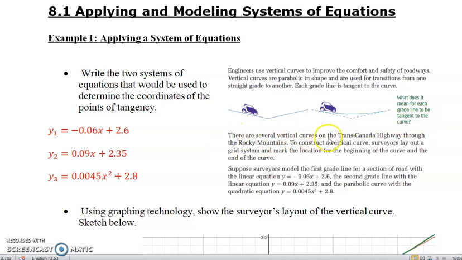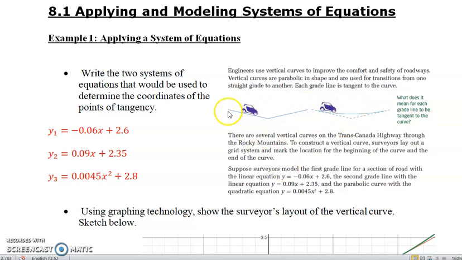There are several vertical curves on the Trans-Canada Highway through the Rocky Mountains. To construct the vertical curve, surveyors lay out a grid system and mark the location for the beginning of a curve and the end of a curve. So suppose surveyors model the first grade line for a section of the road with the linear line y equals. So that's this one here. You see the negative slope. This is where you're seeing on my mouse. This is this part here, or the dotted part here. They're showing two parts, right?